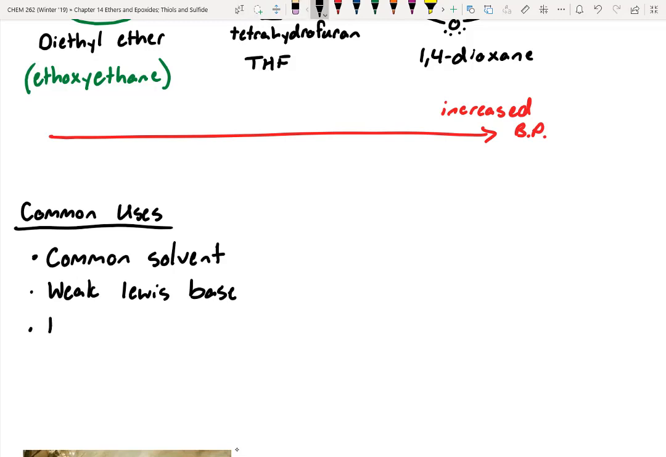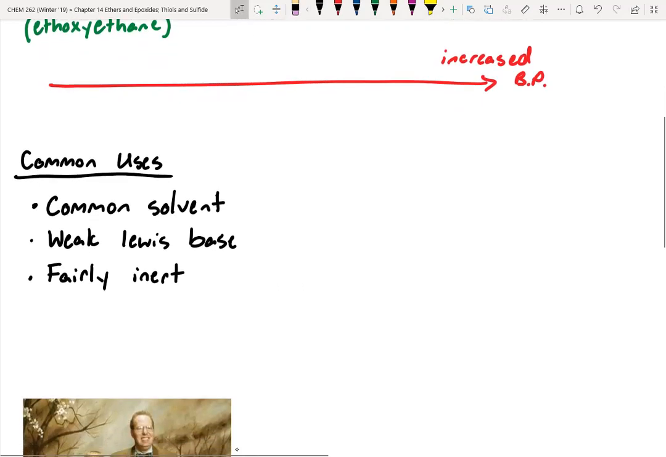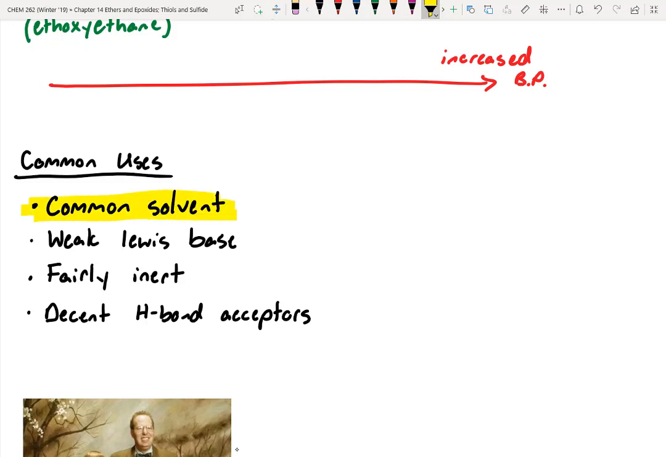All right, it's also fairly inert, which is good for a reaction solvent, right? You don't want your solvent usually to participate in the reaction. You want it just to kind of act as a reaction medium. And then it can participate in H bonding. Specifically, it's a decent H bond acceptor. And that's simply because it has these lone pairs hanging out that can participate in that H bonding. So really, the most common situation that you'll see ether used is as a solvent. However, once in a while, you'll see them used in functional groups as well. It just depends on the situation.